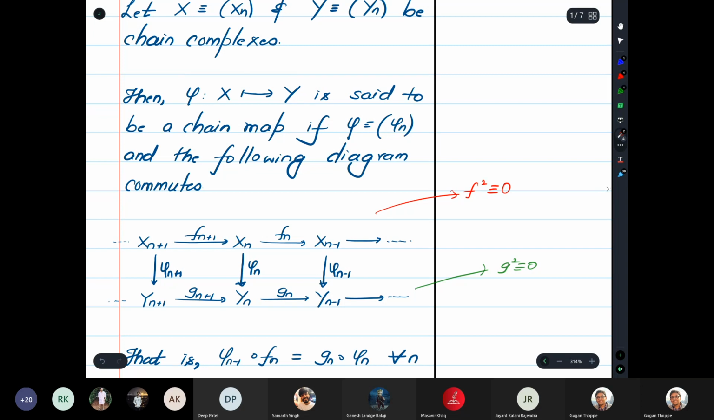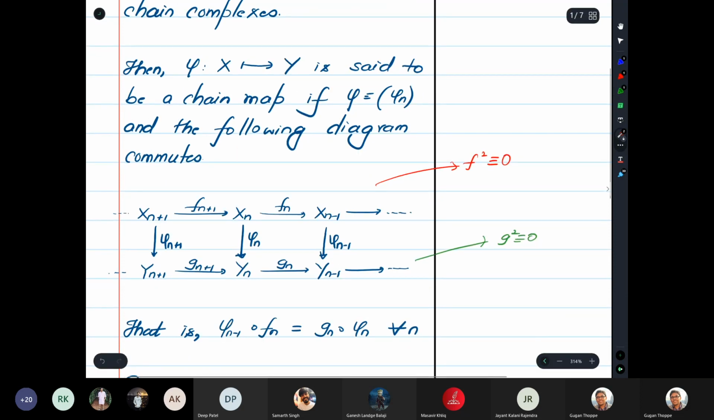Okay, so when we write something like this, we will say that for every n, there is a function phi n which goes from xn to yn, right? And this itself is a vector space homomorphism. So xn is a vector space, yn is a vector space, and this phi n which goes from xn to yn is a vector space homomorphism, right?